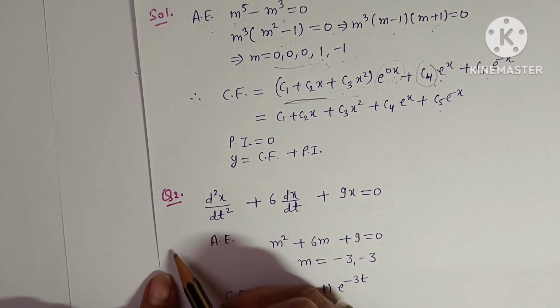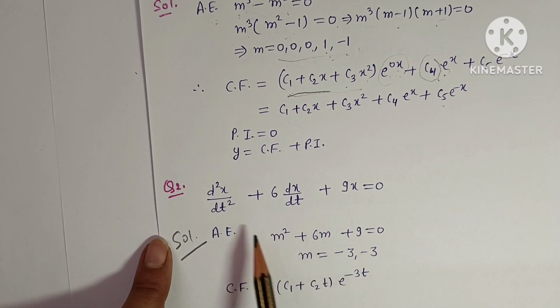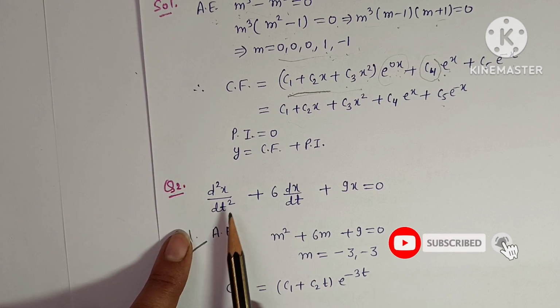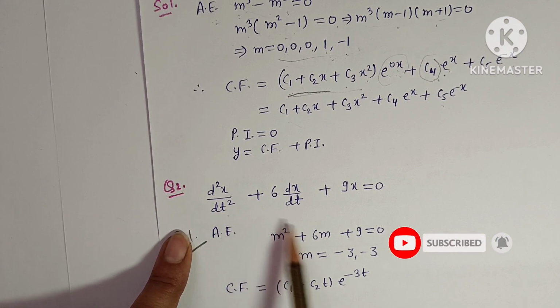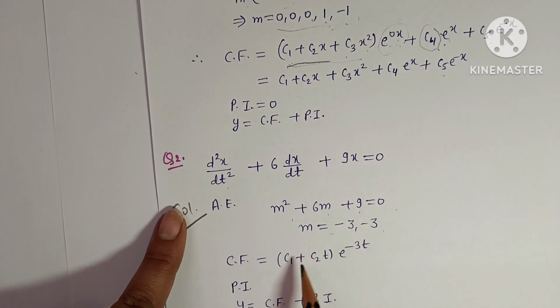Now in the next question, this is a very simple question. Here the independent variable is t, so that is a point to notice. The auxiliary equation will be m square plus 6m plus 9 equal to 0. Its root will be minus 3. You can solve this auxiliary equation.